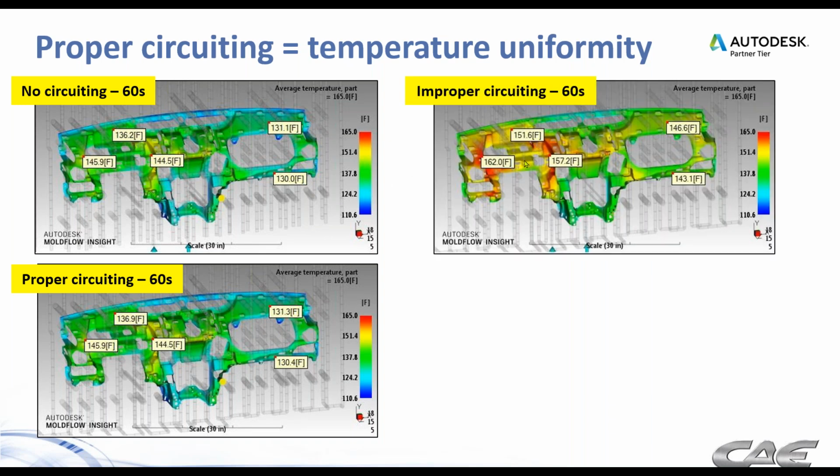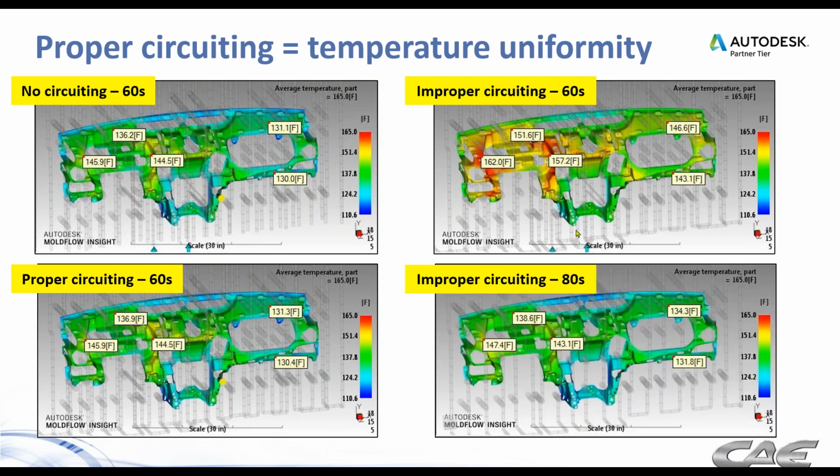When we did improper circuiting, notice how this area over here and this area over here start to increase in temperature. Just by the fact that you loop too many lines together, that increase in the temperature of the coolant also has a corresponding increase in temperature in the part. So what that would cost you is cycle time. To get back down to the temperatures that we had when circuiting was done right, it was going to cost you an extra 20 seconds. So there is an impact when you do things wrong when it comes to circuiting.